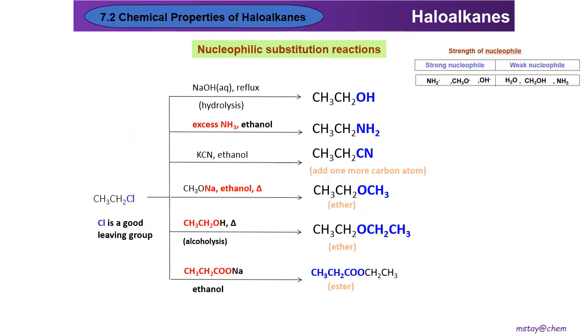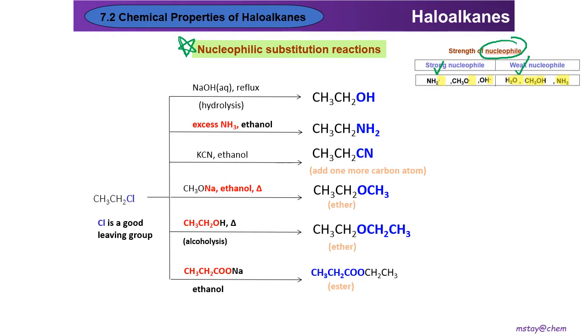As we know, haloalkane will undergo nucleophilic substitution reaction. There are two types of nucleophile: strong nucleophile and weak nucleophile. Basically, you will notice that the strong nucleophile always comes with an ion, while the weak nucleophile is a neutral molecule.